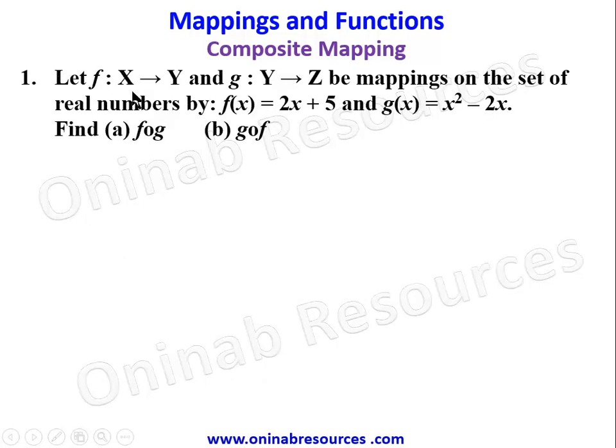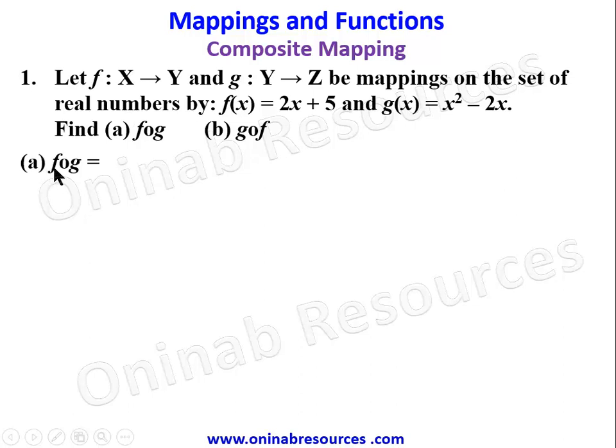So we start the first problem. If f and g are mappings on the set of real numbers, and they are defined by f of x is equal to 2x plus 5 and g of x is equal to x squared minus 2x, find A, fog, and B, gof.